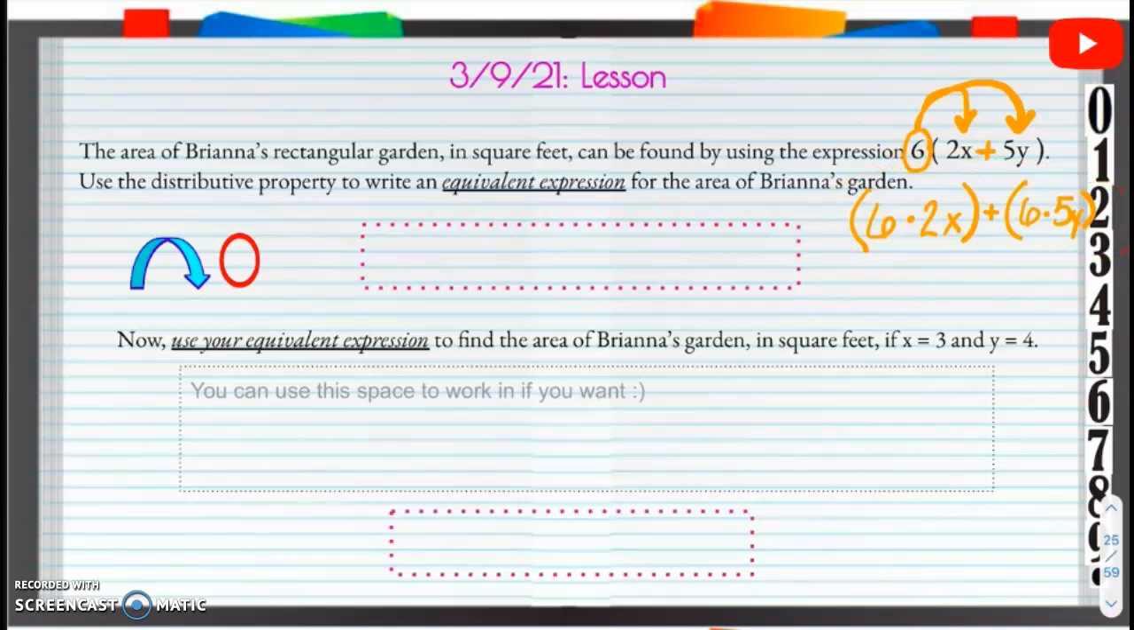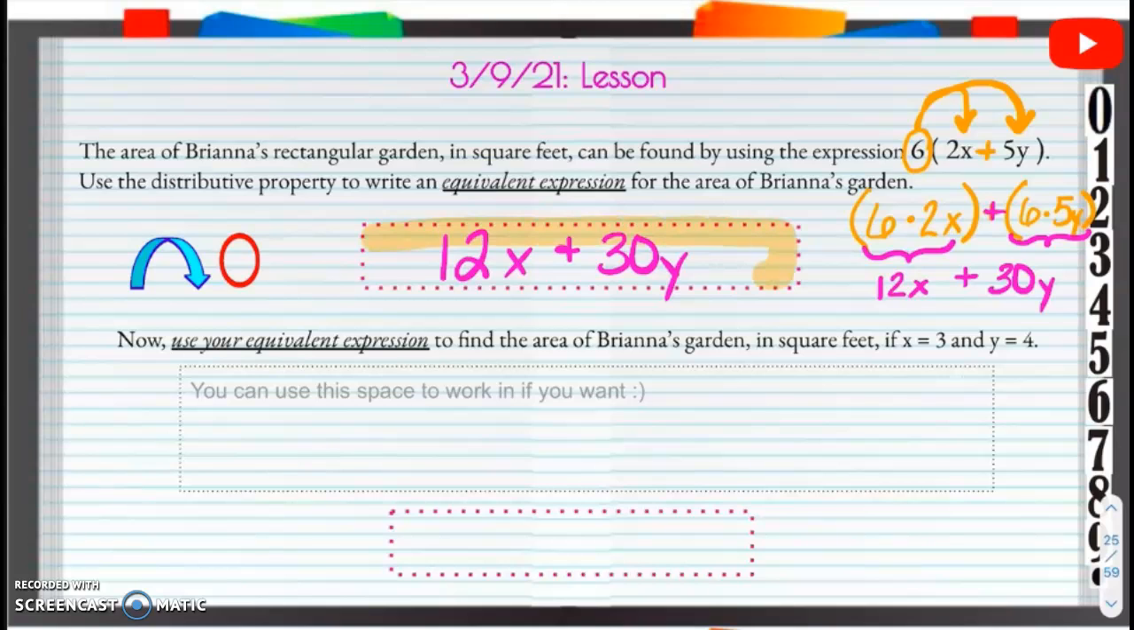Or another way, we can make it even simpler for us. 6 times 2x is going to be, 6 times 2 is going to be 12. And we're going to keep that x. So 12 times x, 12x. Keep that plus. 6 times 5y, 6 times 5 is 30. Keep that y. So we can write an equivalent expression of 12x plus 30y. So you can either do it this way, or you can write the other way, the first one.